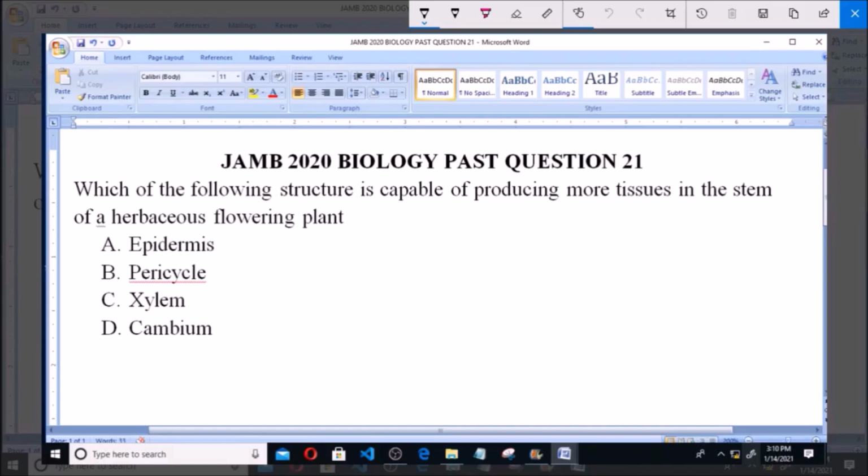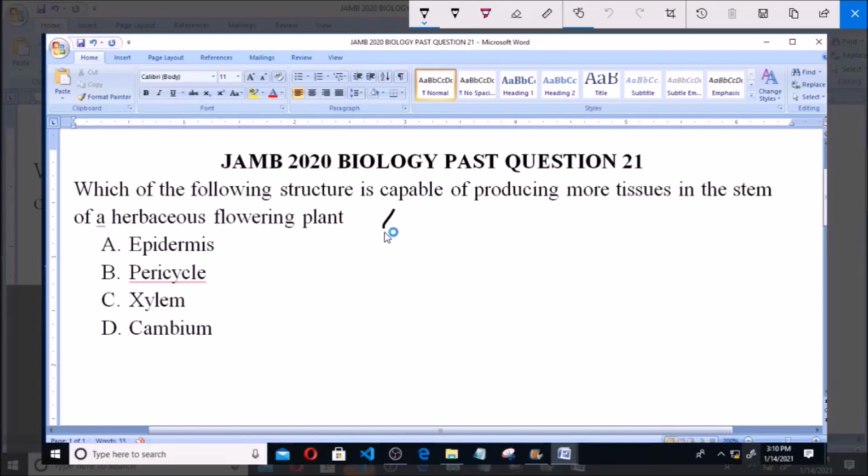I'll be answering Jamb 2020 Biology Past Question 21. Which of the following structure is capable of producing more tissues in the stem of a herbaceous flowering plant? A. Epidermis, B. Pericycle, C. Xylem, and D. Cambium.